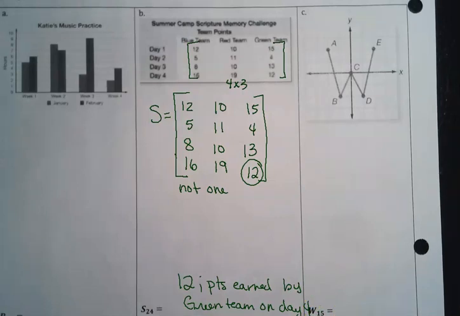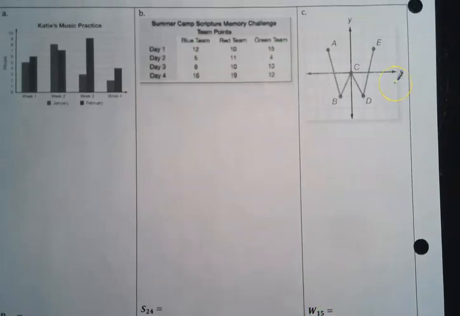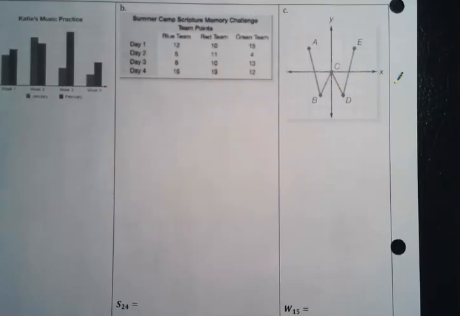Okay, then let's do this last one, C. So now we're taking the points on a coordinate grid and we're putting them into a matrix. We're calling this matrix W because when it's graphed, the points make a W. All right, so how many points do we have? We have 5 points on there, 5 coordinates that we're looking at.